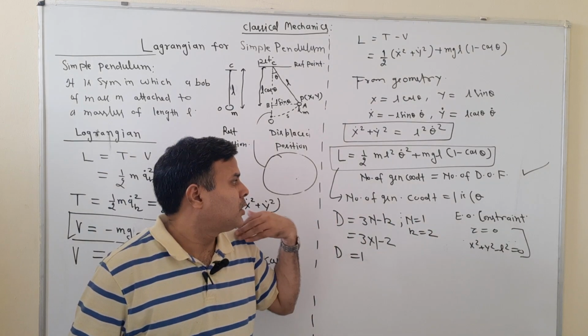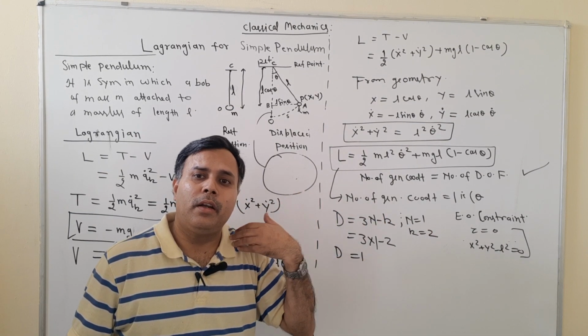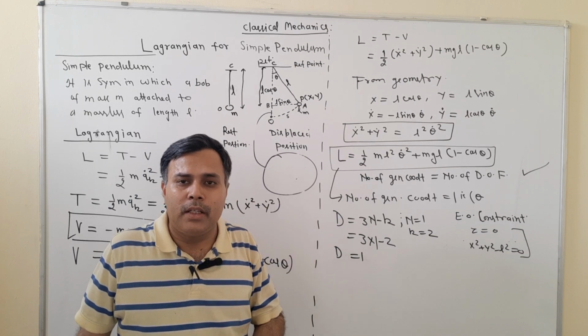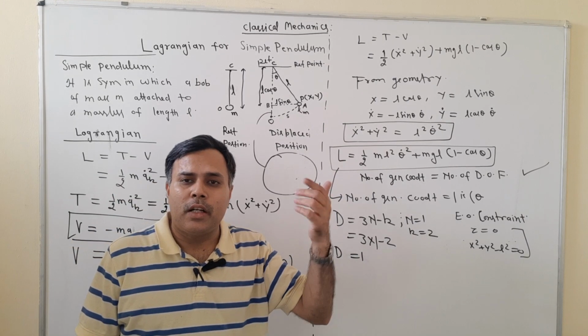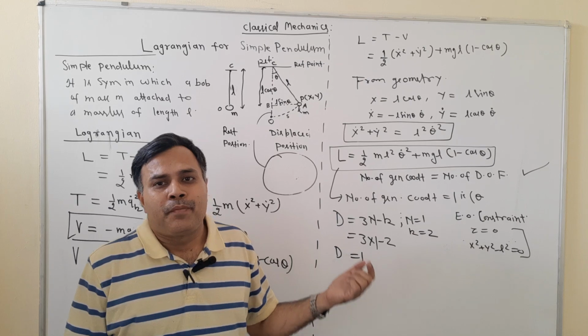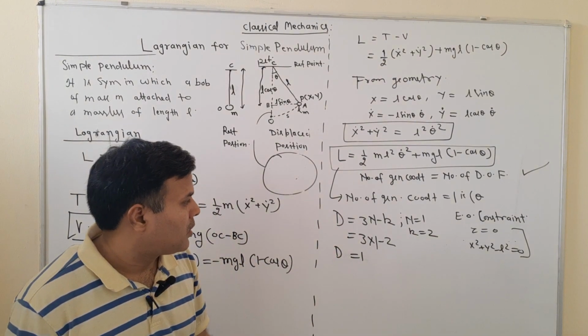Proceeding further means we can write down the equation of motion. If it is correct, then we can write down the corresponding Lagrangian equation of motion. And once we have the Lagrangian equation of motion, we can easily find out the instantaneous position, velocity, momentum, acceleration and frequency of our physical system. So this is the way.